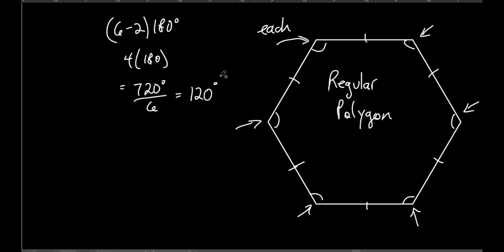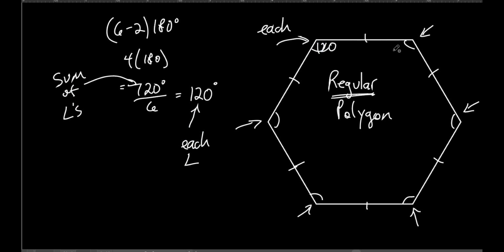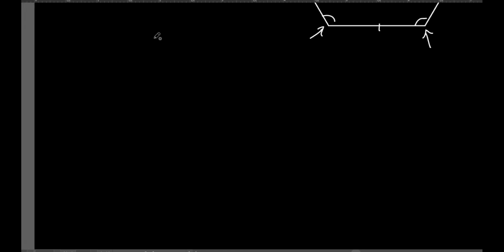So it's 120 degrees. So what we just found right here, you can only do this with regular polygons. Okay? If all the angles are not equal to each other, you can't do this. All right? You can only do this when all the angles are equal to each other. So we found the angle sum, right? So this is the sum of the angles. This right here is what? Each angle. All right? So each angle is 120 degrees. So that's 120, that's 120, that's 120, and so forth. Okay? That's really important.